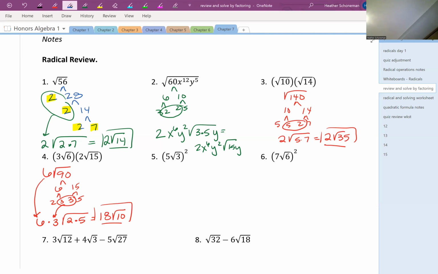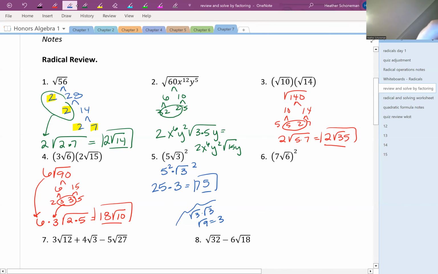Okay, number 5, we're squaring a monomial. And remember, when it's a monomial, you can distribute that exponent. So that's really 5 squared times the square root of 3 squared. 5 squared is 25, and the square root of 3 squared is just 3. If you have forgotten, remember, square root of 3 times square root of 3 is square root of 9, which is just 3. When you square a radical, it cancels it. Anyway, so 25 times 3, whoops, is not 73. Too many 3's, going to 75, and there's your answer.